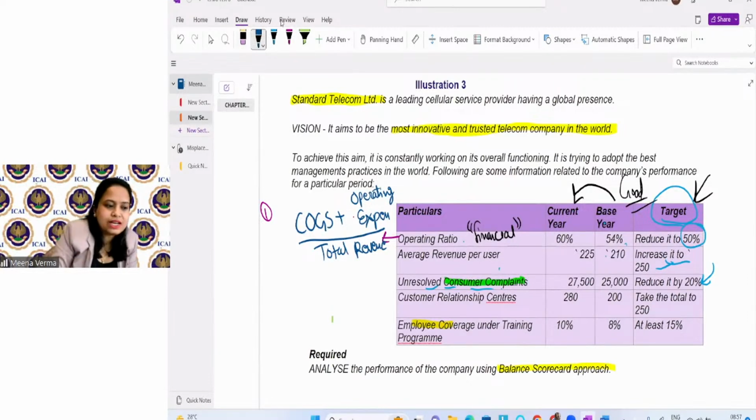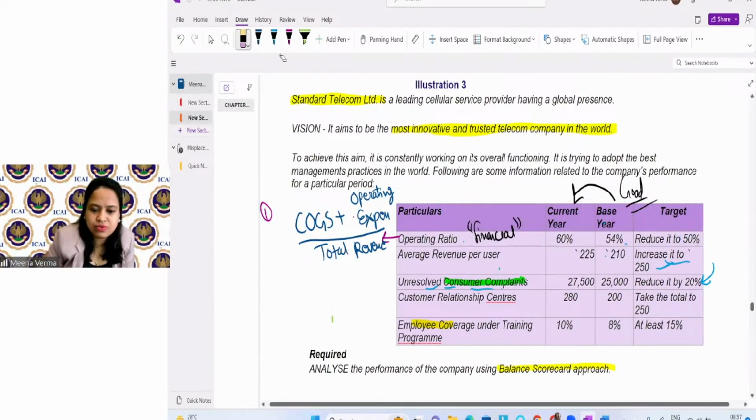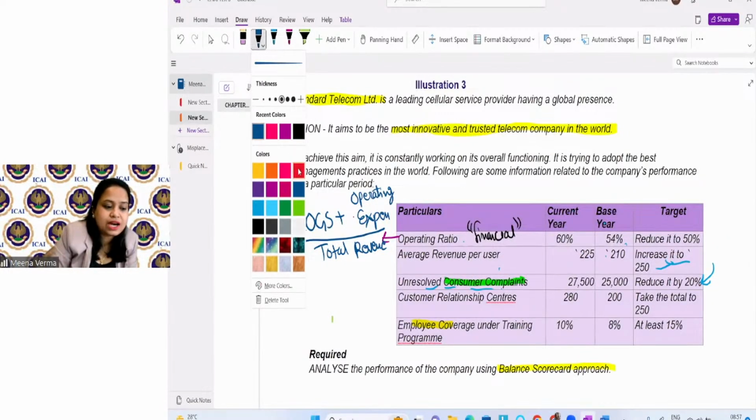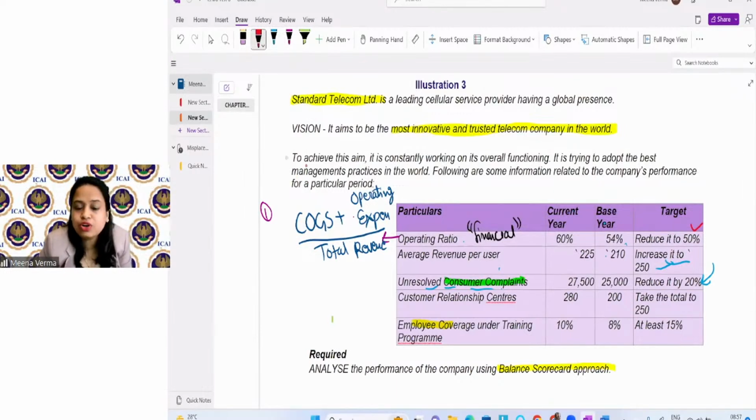है ना? What is the target of the company? To reduce it, right? The company is targeting to reduce it, है ना? अब देखो, reduce करने का मतलब क्या है? Company is trying to reduce these costs. Company is trying to reduce cost of goods sold, or reduce operating expenses, so that the company can reduce their operating ratio, है ना? कंपनी का टारगेट है टू रिड्यूस इट टू 50%, है ना? सो फ्रॉम 54% to 50%, this is what they are targeting.